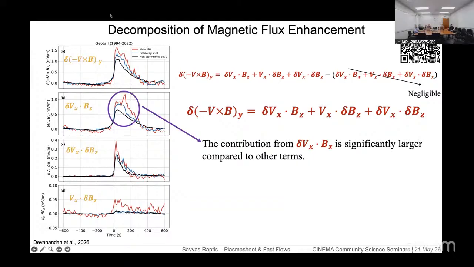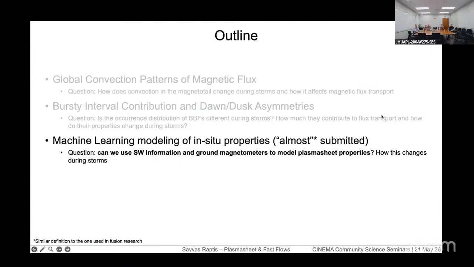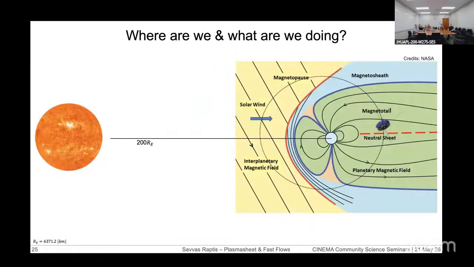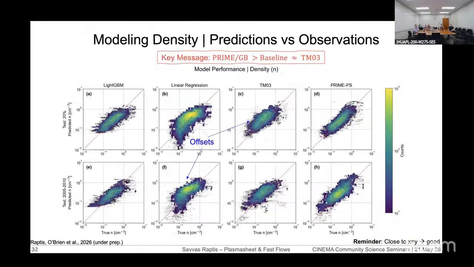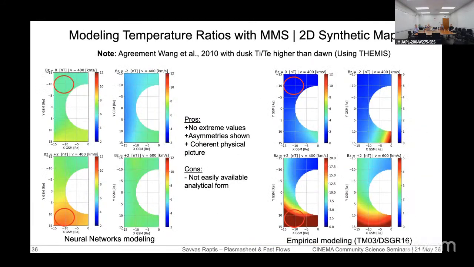Awesome. Any other questions for Savvas? I just had a really quick one. When you were showing the ion to electron temperature ratio combining the empirical models of Sergeev and Boakes, there was I think a heightened ratio on the dawn side, although the empirical model saturated the color bar. Do you know what's the cause of that feature, and why is it so much different than your predicted model?